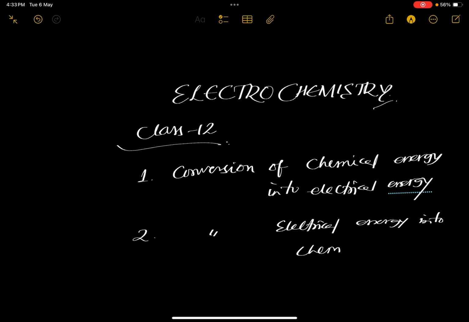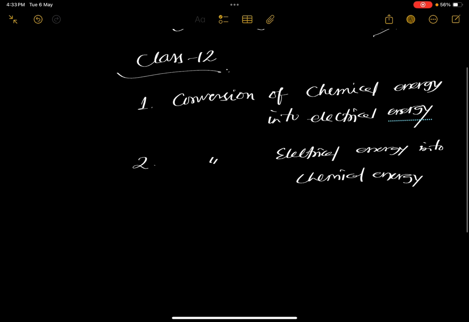Fine. Right. So can you give me some examples for this? Chemical energy into electrical energy is batteries. We know about the batteries which we use in remote control. All these pencil batteries, the double A size, triple A size batteries, all of them utilize chemical energy to convert into electrical energy.